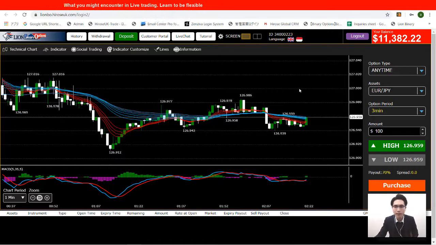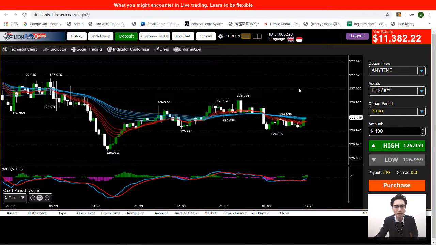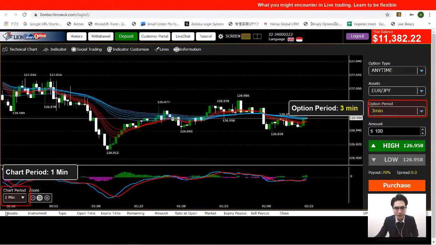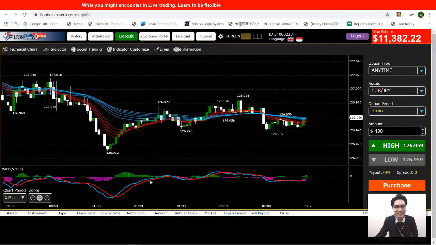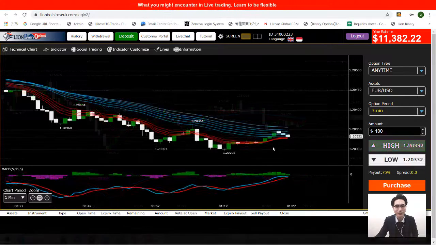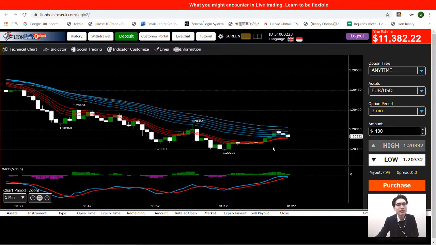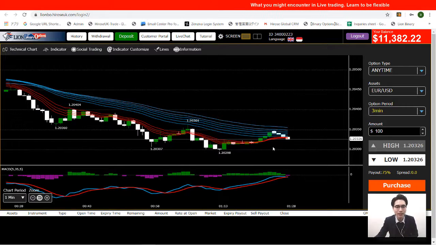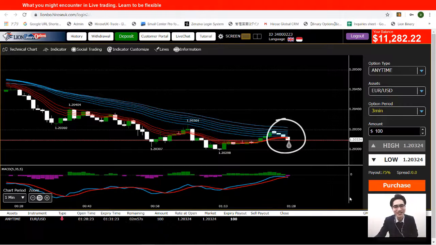Before I make my trade, the thing that I'm gonna make sure is the chart period and option period. For today I'll be using a 1 minute chart to trade with 3 minutes option. So again, chart period is 1 minute, option period is 3 minutes. Now we're all set, and we can take a look at the price movement here. We are looking at a trend market. How do I tell it is a trend market? I will tell you later. First I will place a trade here.